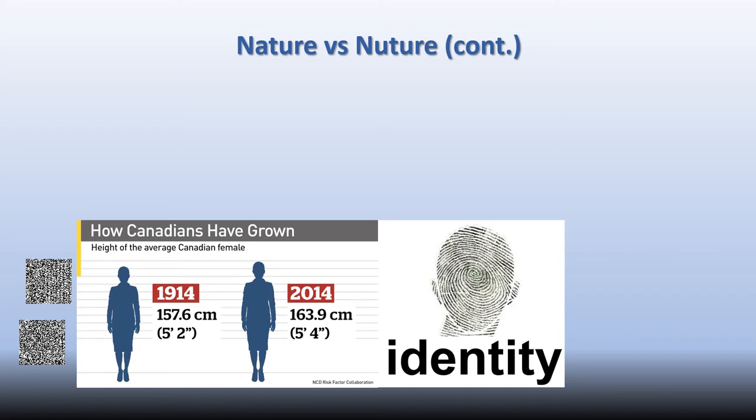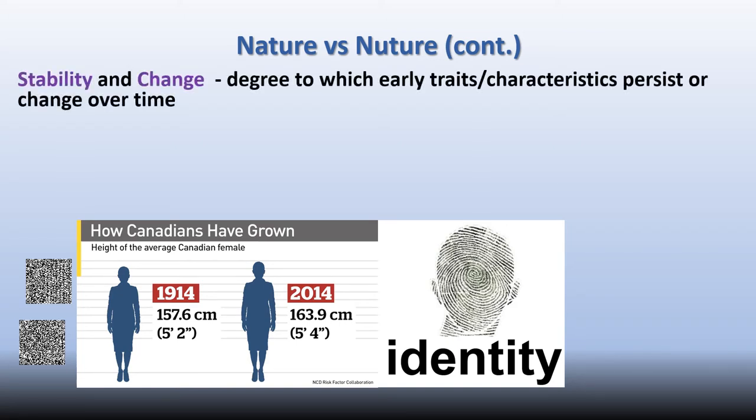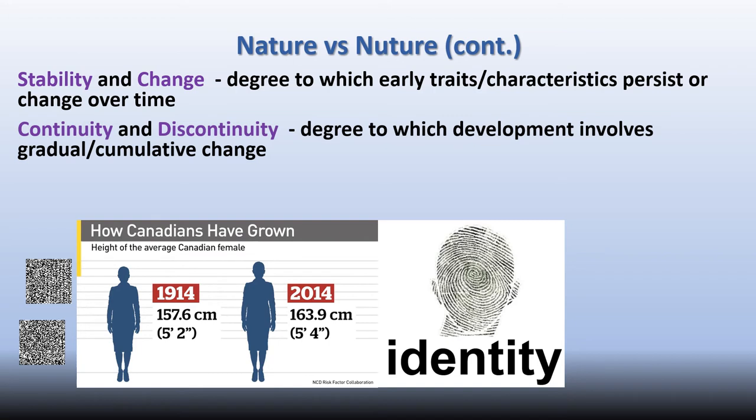One way this nature-nurture idea comes up a lot is when we talk about how things either stay stable or change. Sometimes both are interesting: why certain things in our life change as we age, and why certain things stay relatively the same. I have down there how Canadians have grown. It says the average height of a Canadian female in 1914 was basically 5'2", and in 2014 it's 5'4". Now that's an interesting developmental fact.